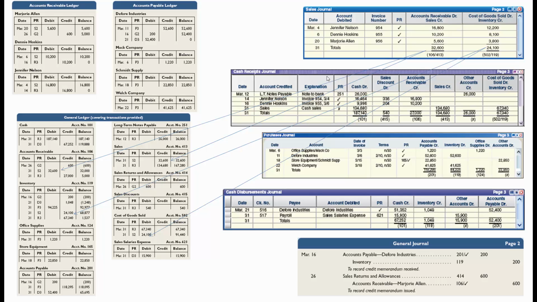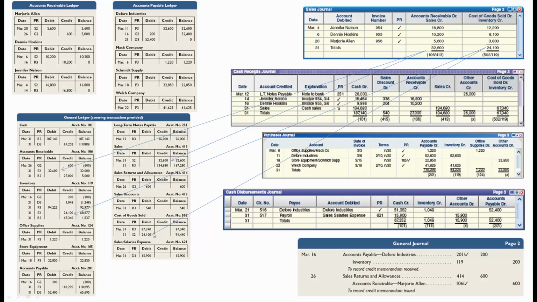And so now let's see how all of these journals with the end of the period totals interface with the general ledger. So here we have our accounts receivable. We're going to record the total amount in the sales journal in the accounts receivable controlling account. Next, we are going to record the $32,600 in total in our sales, and we're going to show that it comes from the sales journal page 2. Same thing here, sales journal page 2. Next, we're going to record the cost of goods sold and inventory. This is inventory. This is going to be the credit. We're going to show that it comes from the sales journal page 2.